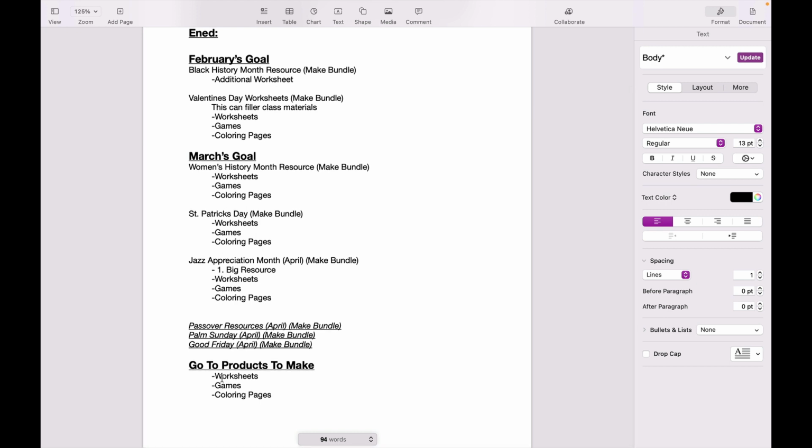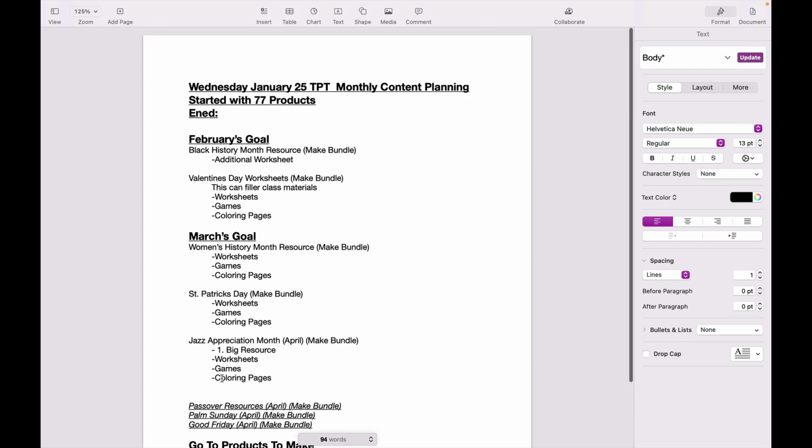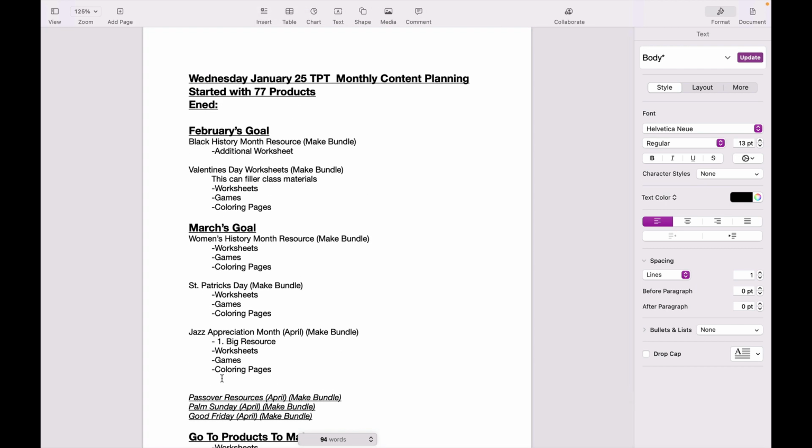And then my go-to products are worksheets, games, coloring pages, kind of fun filler table activities that teachers would like.